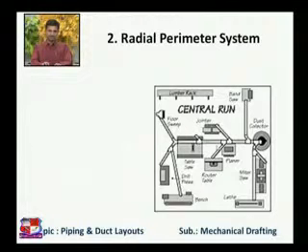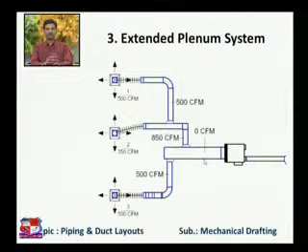At the middle, a main duct is provided, and from the middle various branches flow in particular directions, or radially. Radial branches are provided to have radial flow of the duct fluid. Then another one, the extended plenum system.